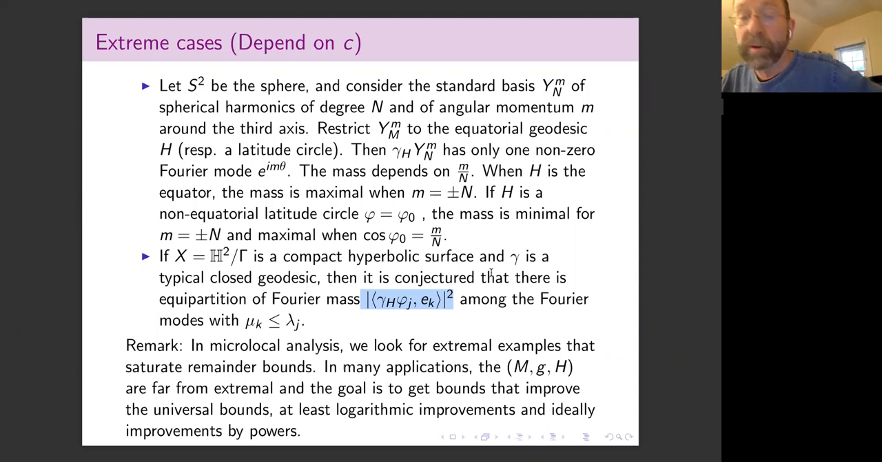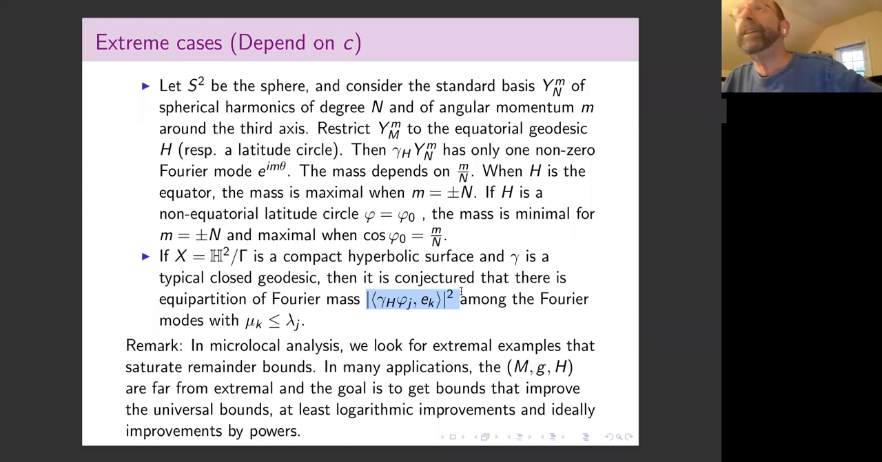So in microlocal analysis, we like these extremals. In applications to other fields such as automorphic forms, you're not going to get extremal behavior. So what you're really interested in is sharp estimates on these Fourier coefficients. And you hope to improve the generic remainder estimates of this talk, usually by logarithms. If you're really lucky, maybe a power.